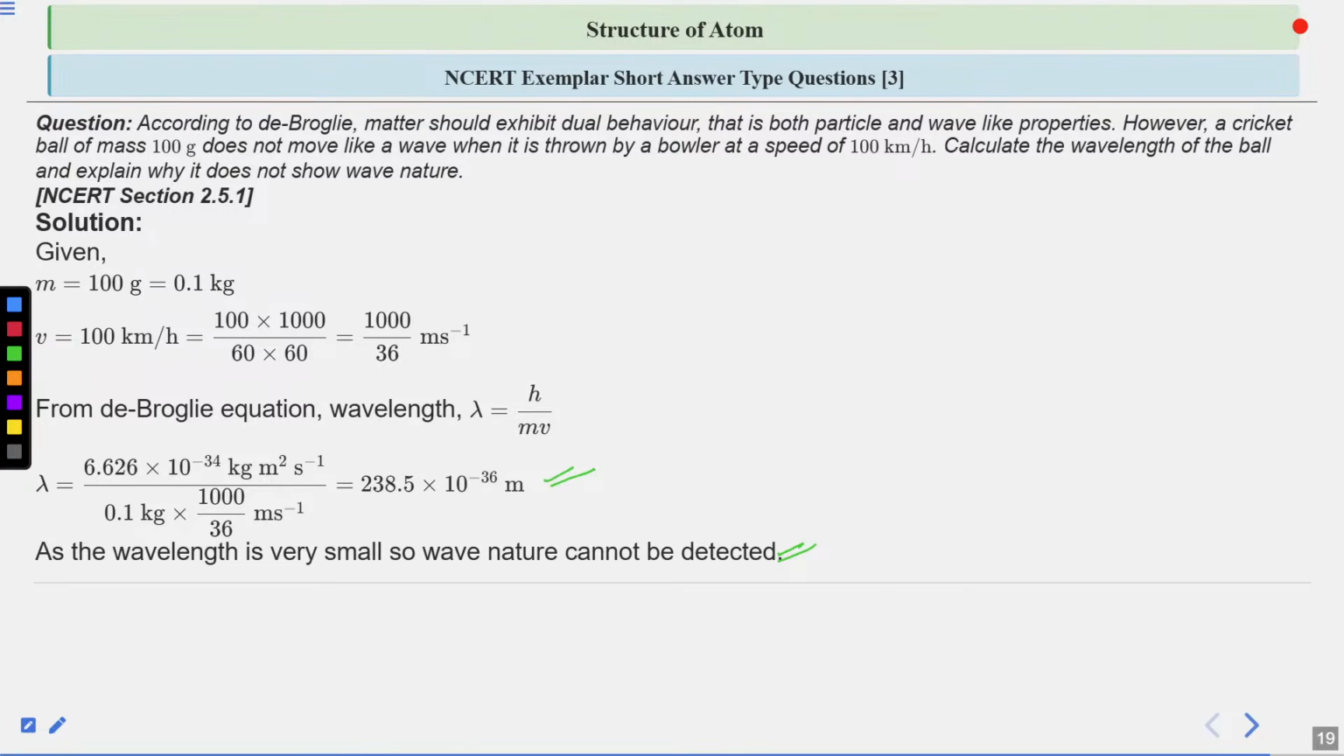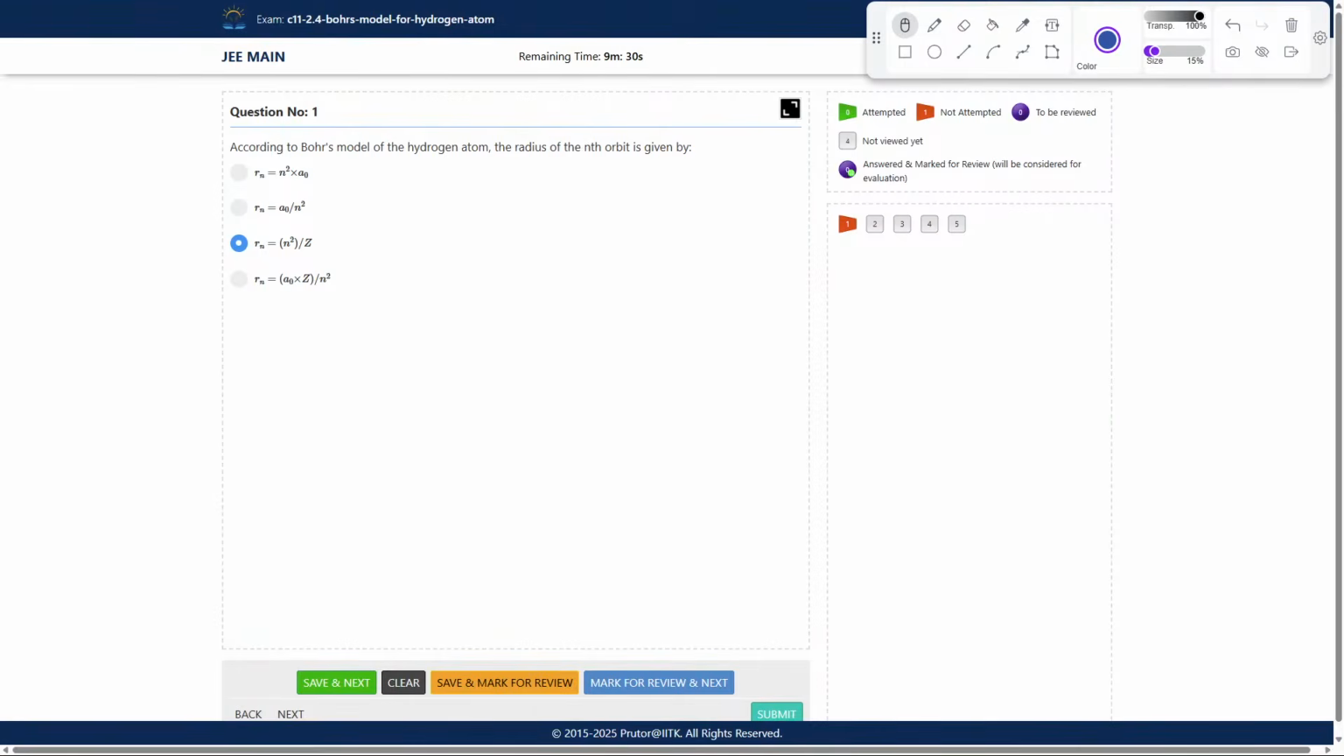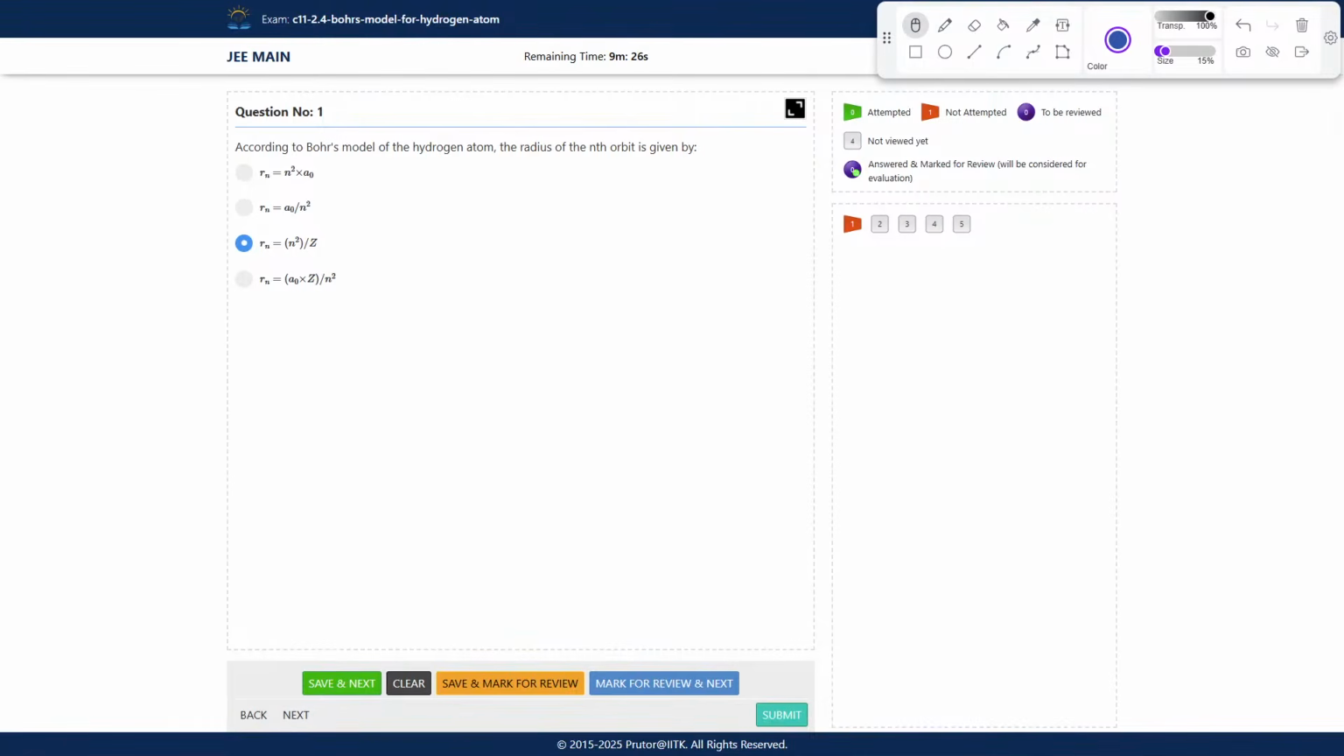So this is all about the NCERT Exemplar. Now we will solve a DPP regarding a topic. If you have a doubt, you can meanwhile post it in the chat section. So I am opening the DPP, just wait for a while. So this is a DPP related to the Bohr's model. Okay.